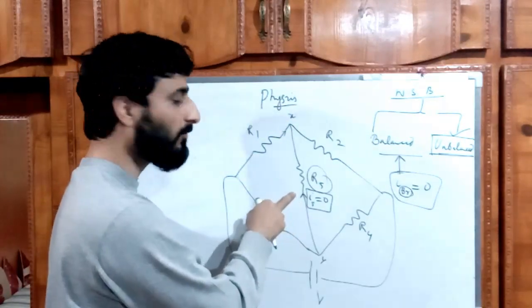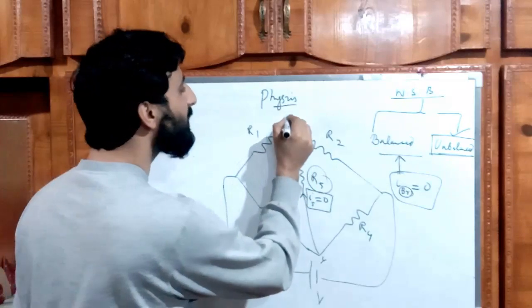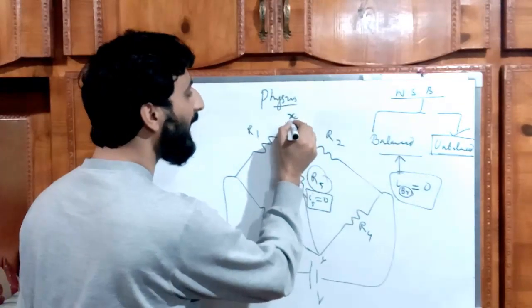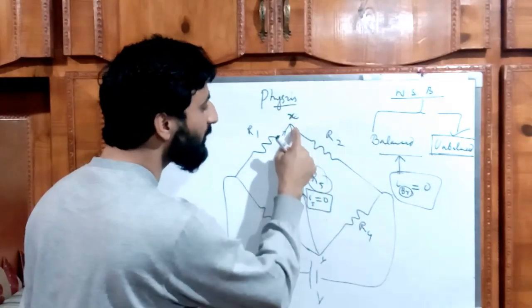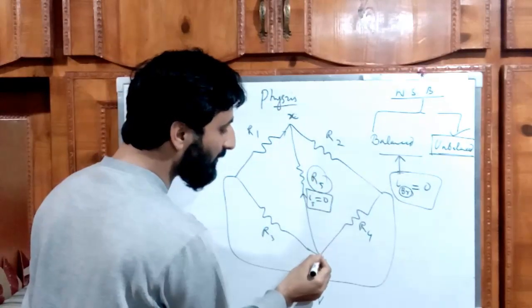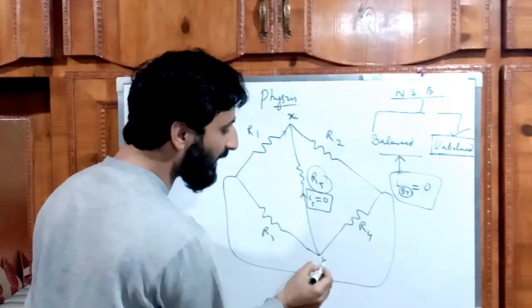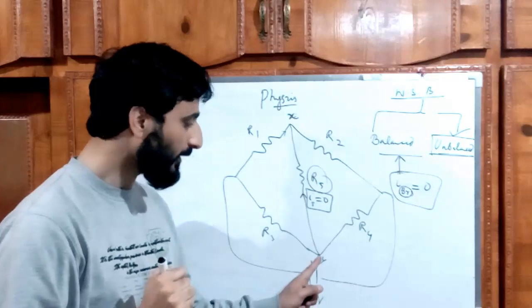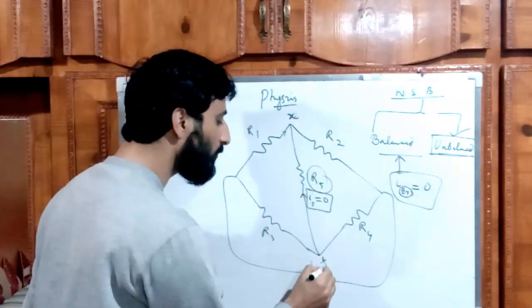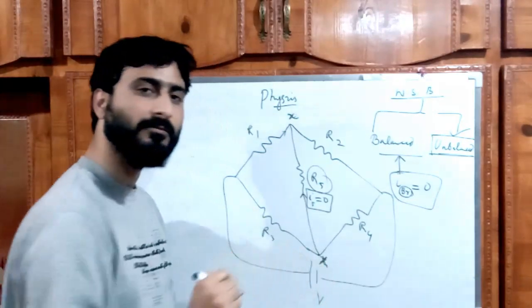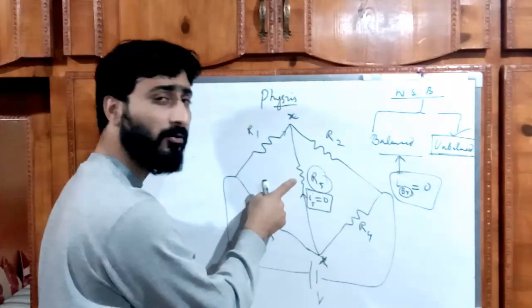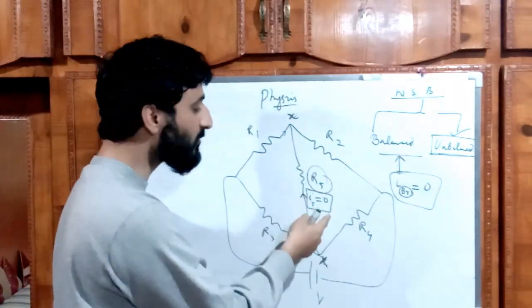When this current is 0, at that moment, if this point is at X potential and there is 0 current through this, what will be the potential at this point on the other side of this resistor? It will again be X. Why? Because there is no drop across this. And why? Because there is no current.